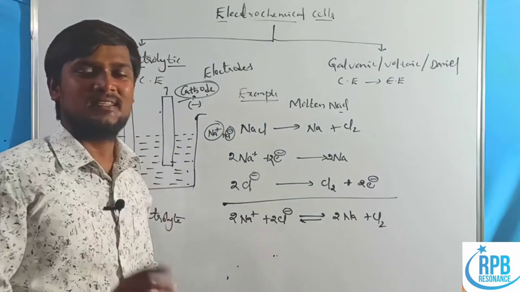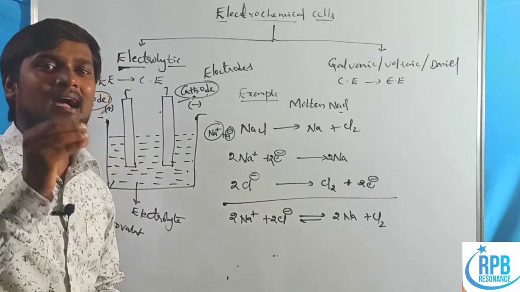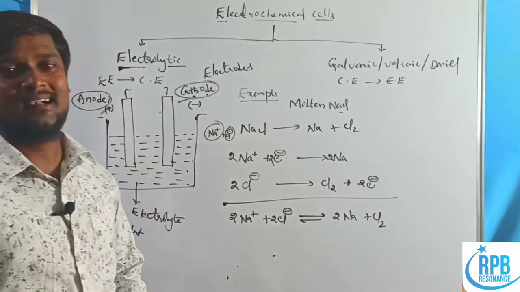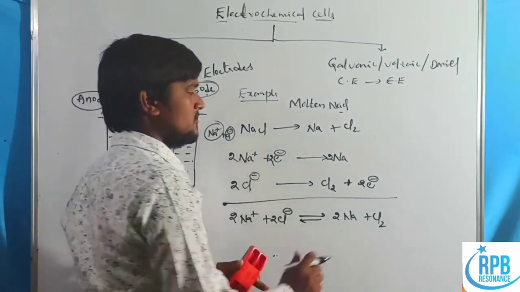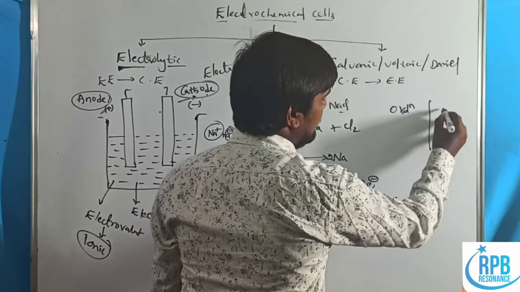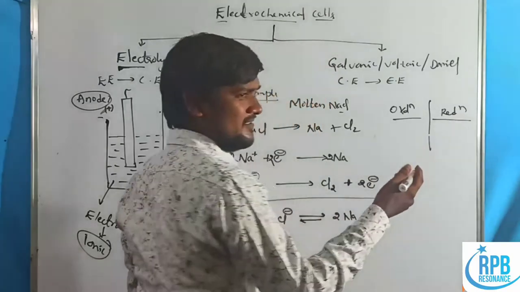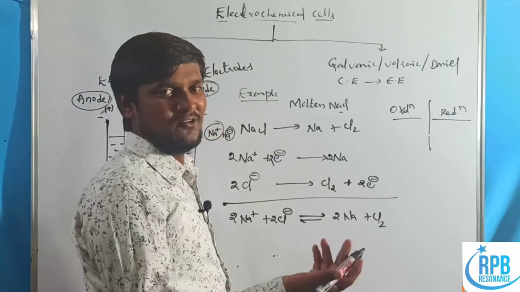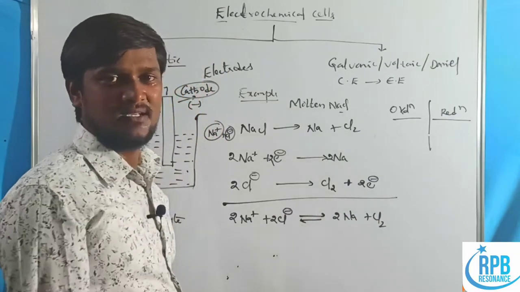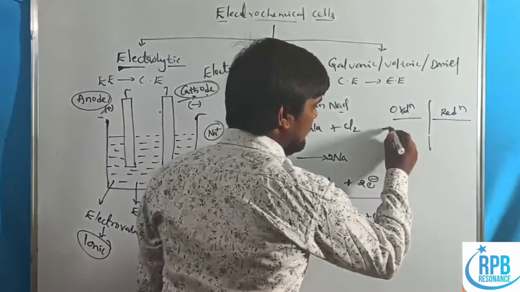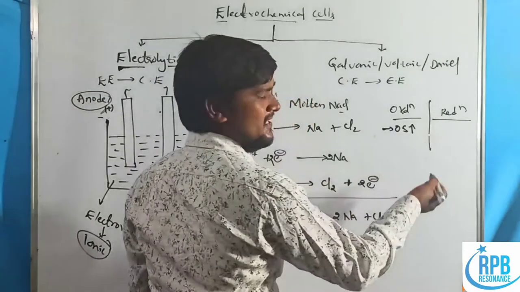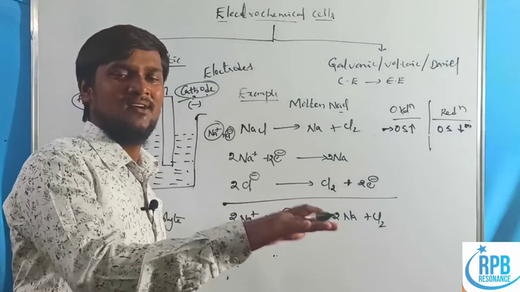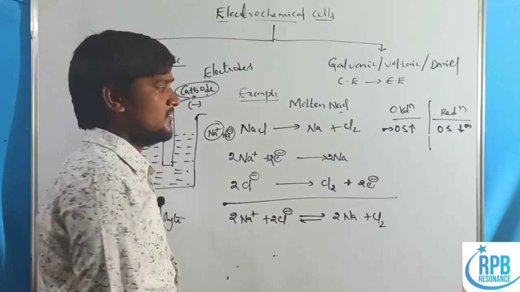Now here 2 electrodes are present. So at which electrode does the oxidation reaction occur and at which electrode does the reduction reaction occur? So we know the definitions of oxidation and reduction. The organic definition: addition of oxygen or removal of hydrogen is oxidation. Quite the opposite is reduction. Now in electrochemistry, an increase in oxidation state is oxidation, and a decrease in oxidation state is reduction.